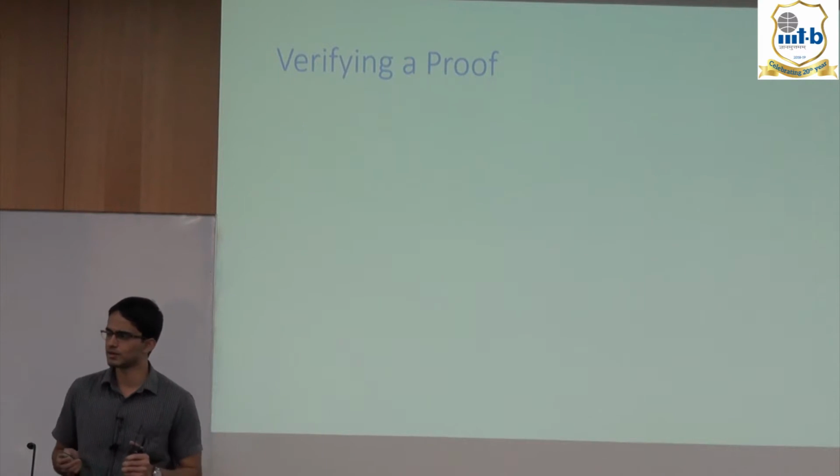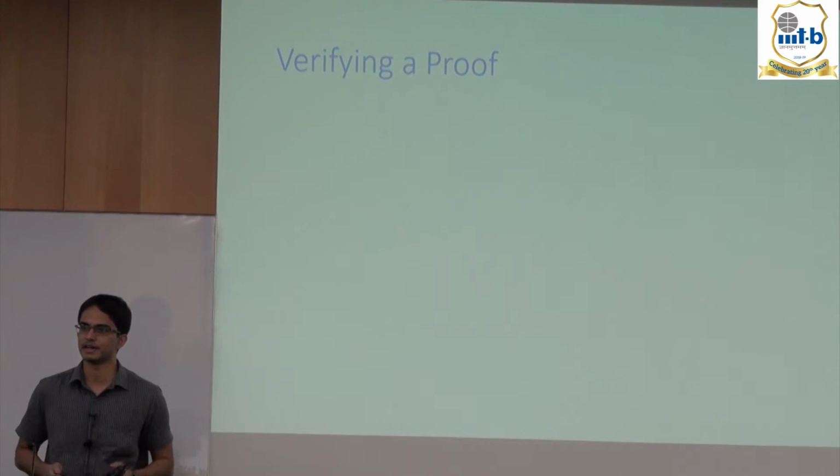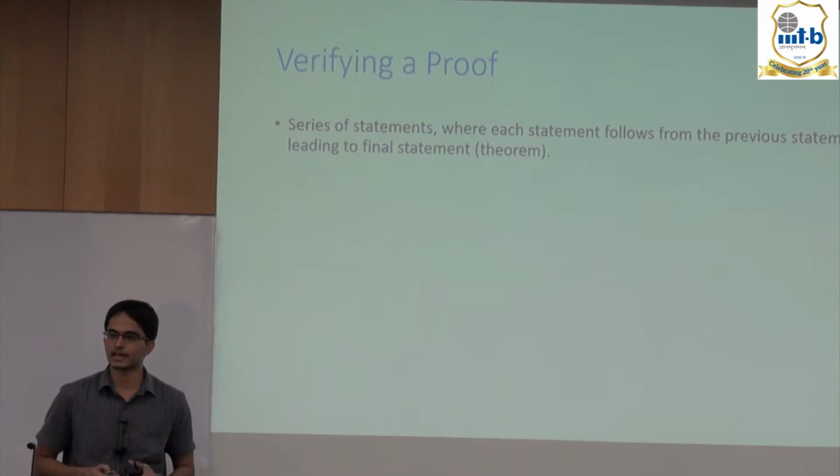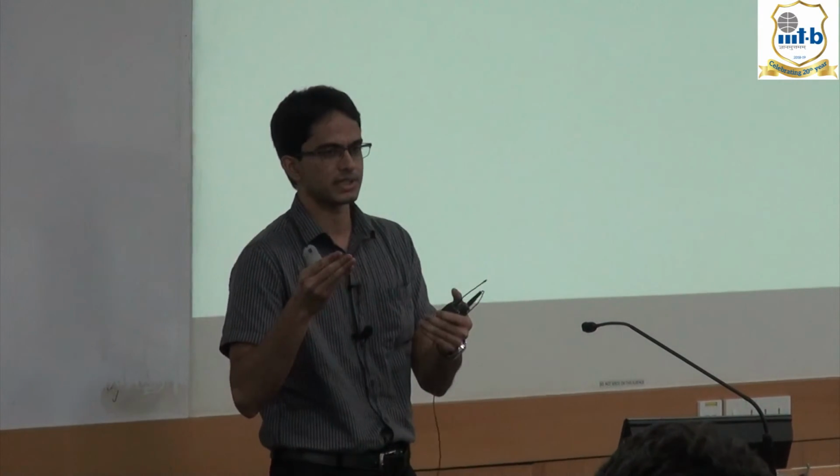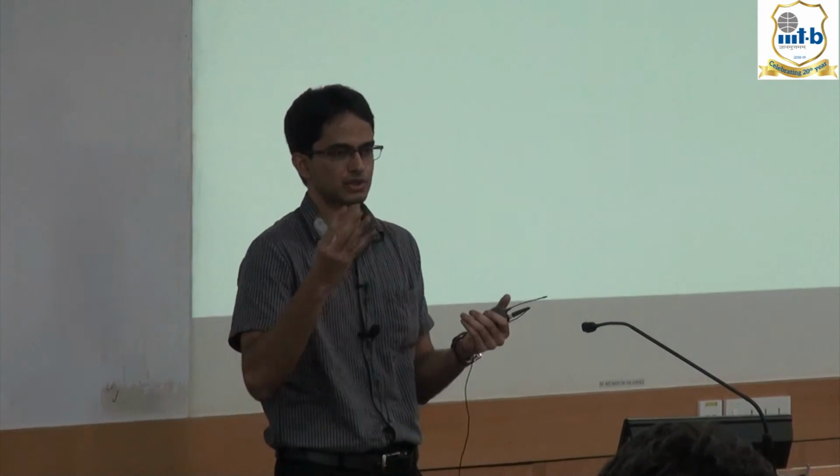So the title says probabilistic checkable proof. So let's see what it means to check a proof. Suppose I claim that I have a theorem and I give you a proof. So what would be a proof? I'll write down a bunch of mathematical steps. There's the first step, then the second step, which possibly uses the first step, and so on.